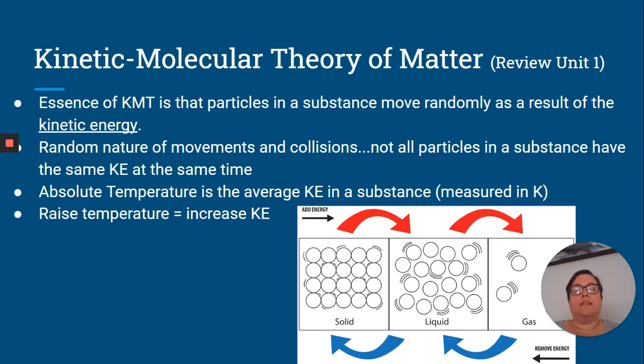The movement is causing some collisions to happen. Not all of the particles of the substance have the same kinetic energy at the same time, so there's a bit of randomness there. Absolute temperature is the average kinetic energy of the substance. It's measured in Kelvin. As you increase temperature, you're increasing the kinetic energy.